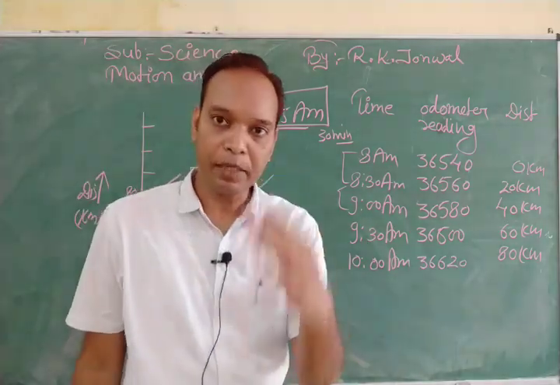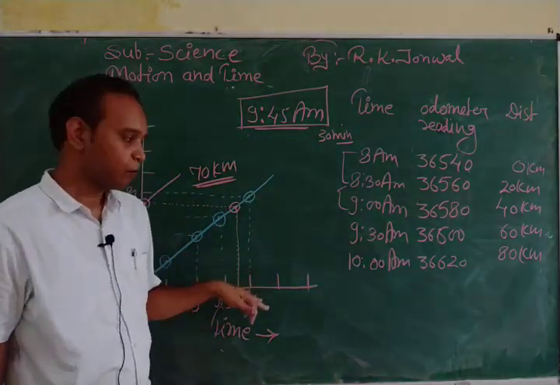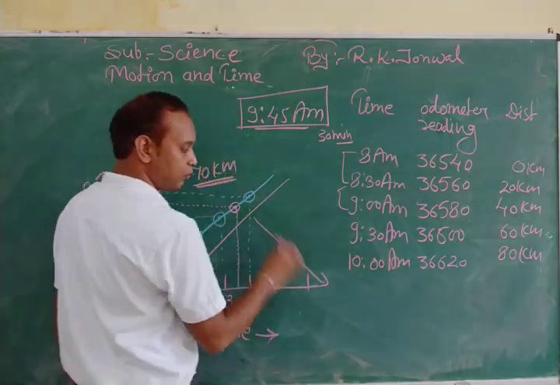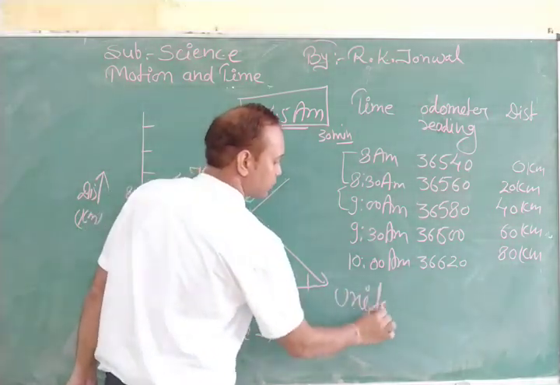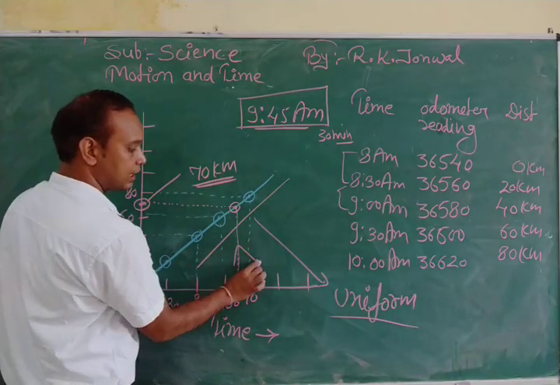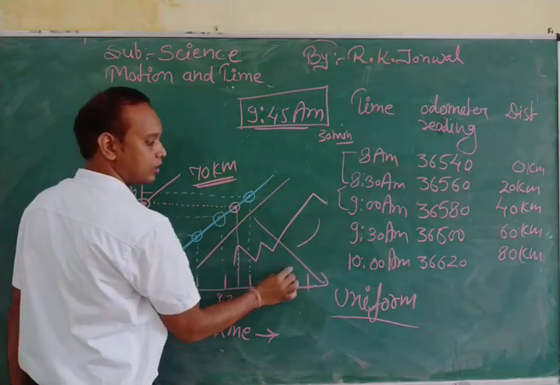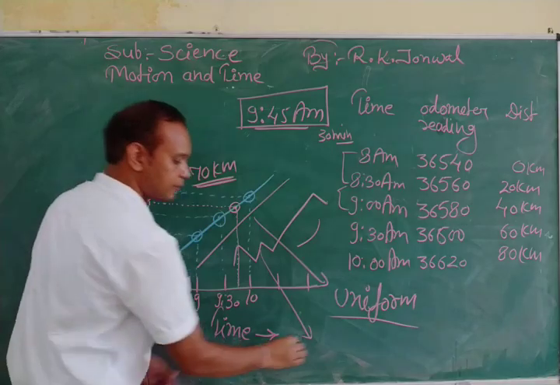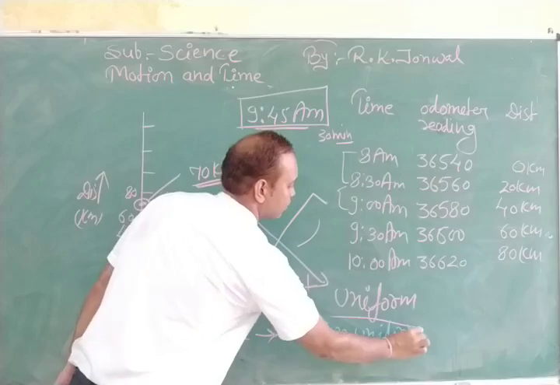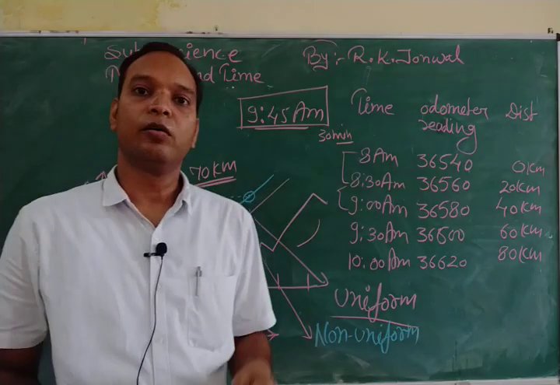One more thing we can find out with the help of this graph, that is the types of motion. If we find a straight line like that, that means the motion is uniform motion. If the line shows like that, zigzag or curve line, then we can say the motion is non-uniform motion. So with the help of this graph we can find out many things.